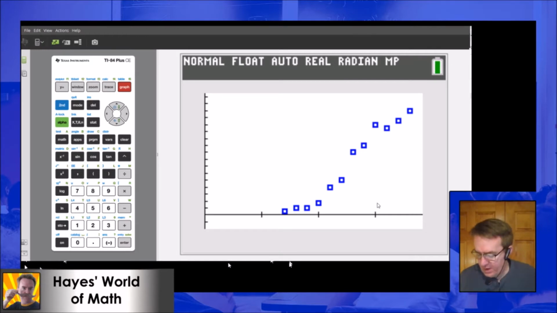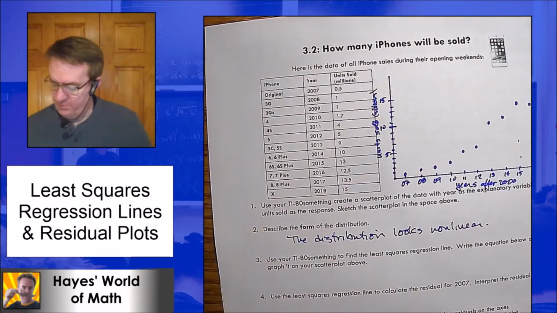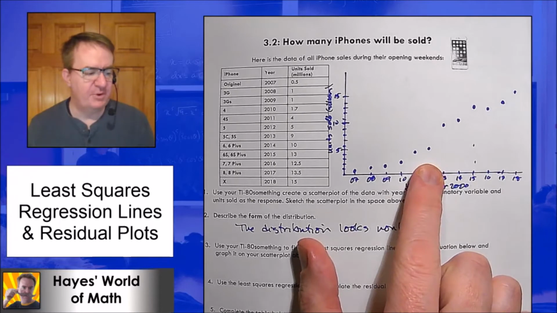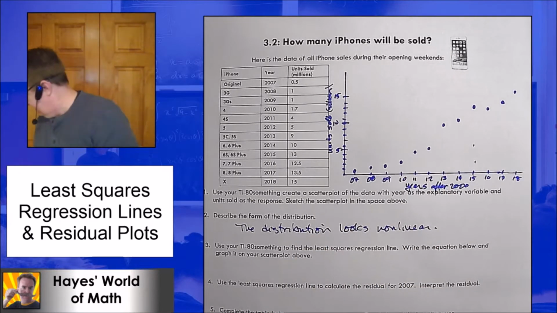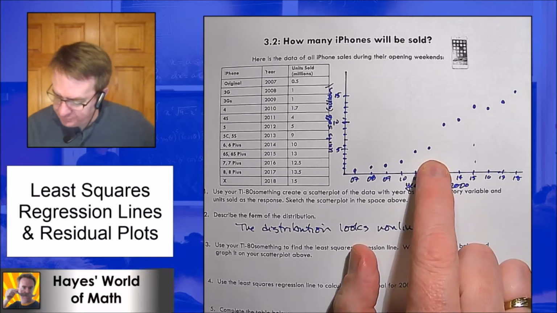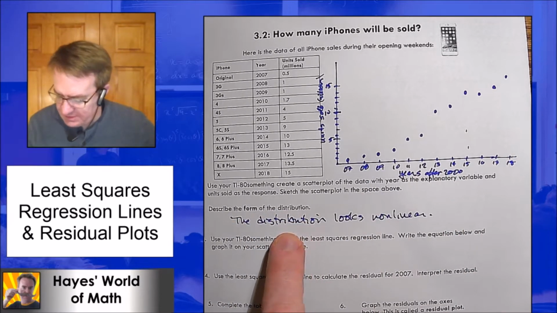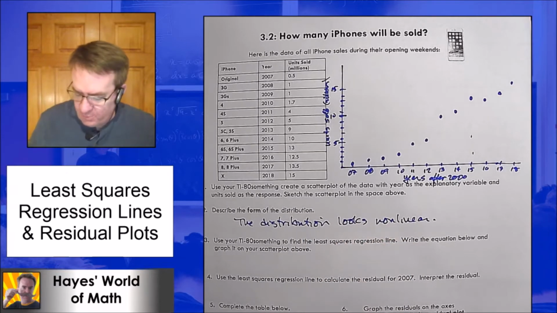Up to you, okay? So the first thing you're going to do back here is go through and replot it over here. That's part of the reason why I had it hidden, because I didn't want to tip my hand. Then from there we ask, okay, describe the form of the distribution. It looks nonlinear. Why am I saying nonlinear?